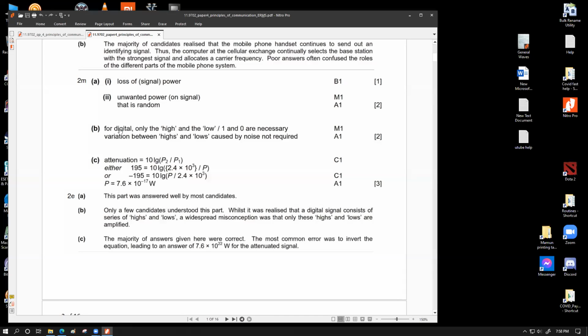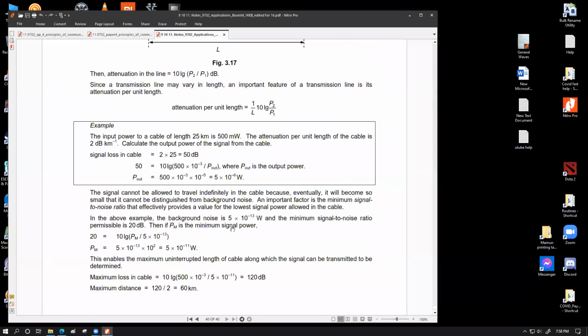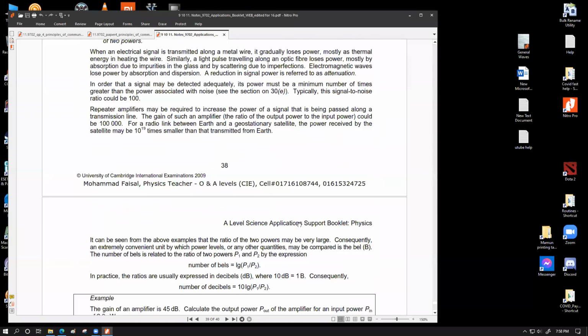Let me explain what this means. For digital signals, only the high and the low, or ones and zeros, are necessary. Variation between the highs and the lows caused by the noise is not required. What this paragraph essentially means, let me show you from the graph. It might be a bit more understandable.